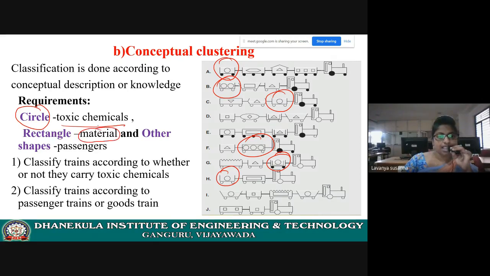And other bogies with other shapes. One second, one second, please wait.